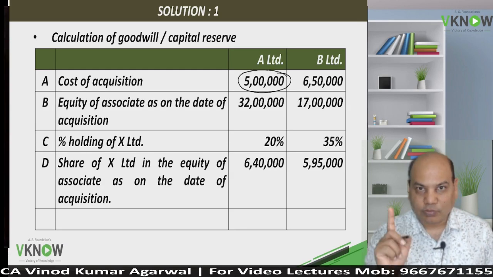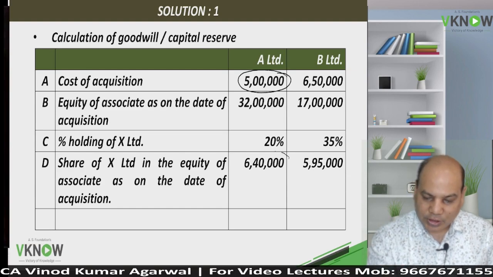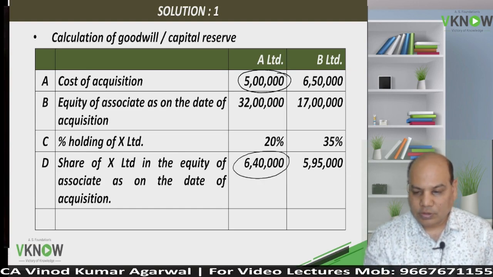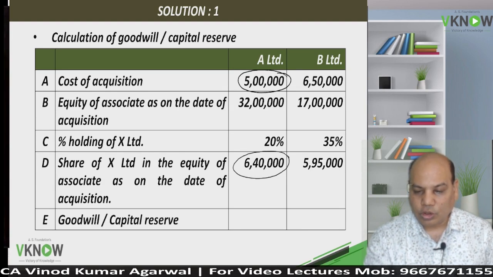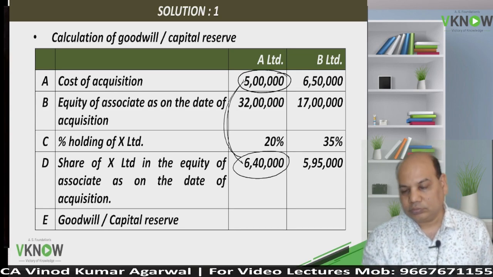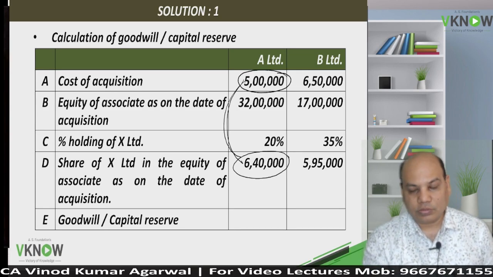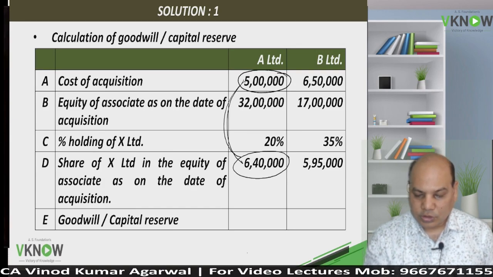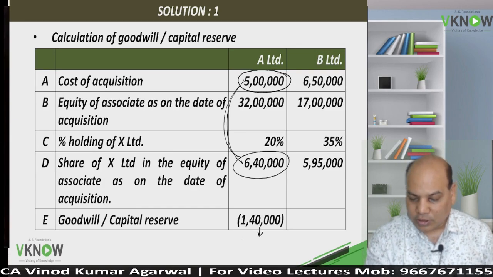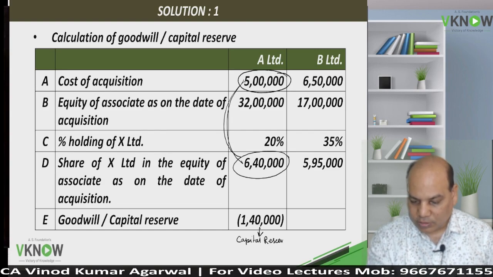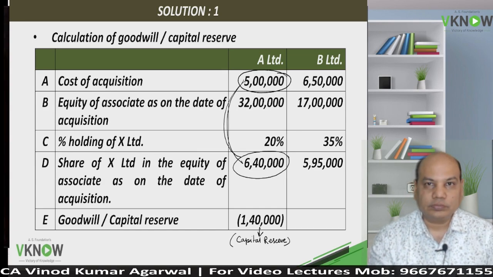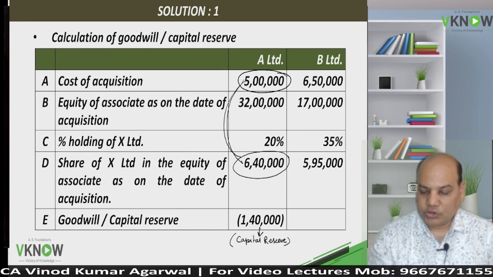Cost is 5 lakh. Reply first. Share in net asset is 6,40,000. Will you get goodwill or capital reserve in the first case? Cost is less, share in net asset is more. So this will give rise to, you mark here, capital reserve. This will be capital reserve, because your share in net asset is more.